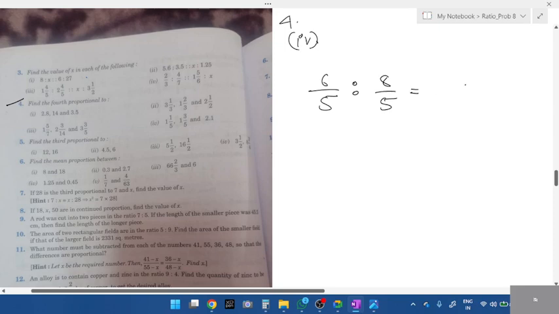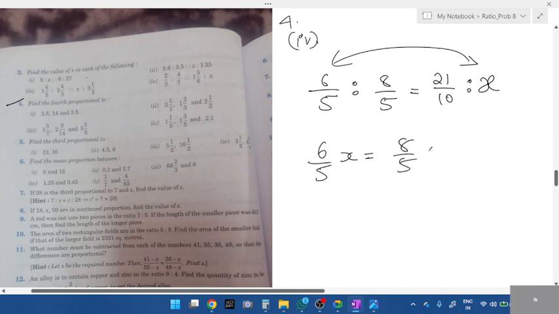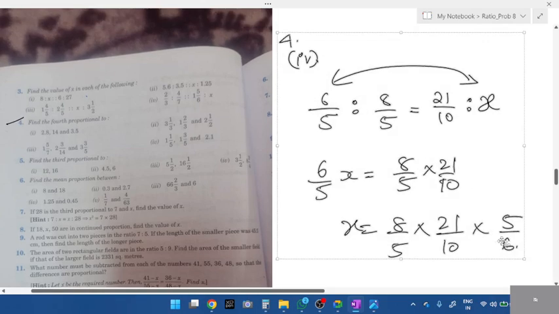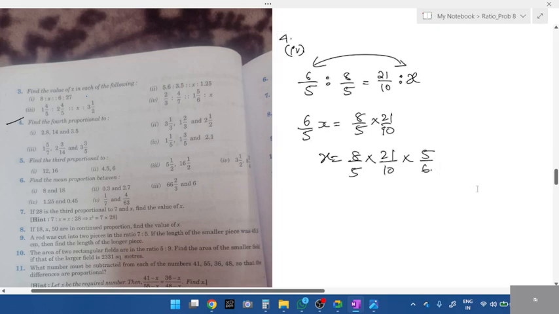How do you convert 2.1? Fourth proportion is missing, take it as x. X is in the extreme position. 6 by 5x, try this question, is equals to 8 by 5 into 21 by 10. X is equals to 8 by 5 into, concentrate while solving, students. For final exam, you have to score good marks. Just don't blindly copy whatever I'm writing, don't copy it. Try doing it on your own.